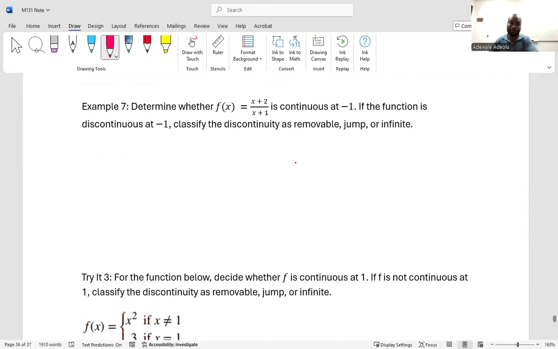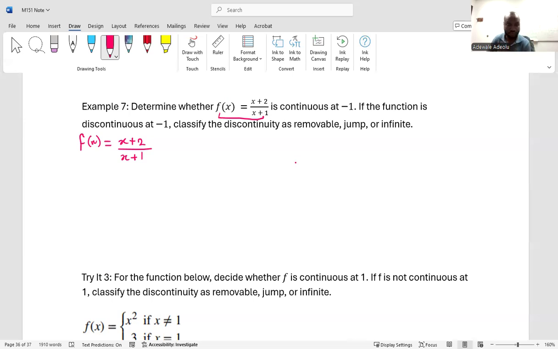Okay, this is another example. This is a brand new problem that we have not seen. Determine whether f of x equals x plus 2 divided by x plus 1 is continuous at minus 1. If the function is discontinuous at minus 1, classify it as removable, jump, or infinite. So in this case, we need to start from the beginning. Remember, we need to check for continuity first.